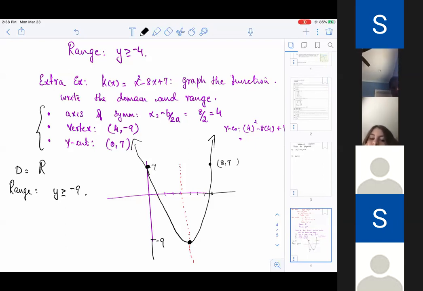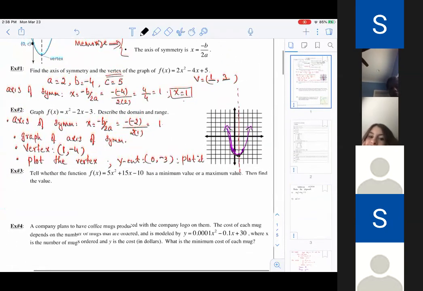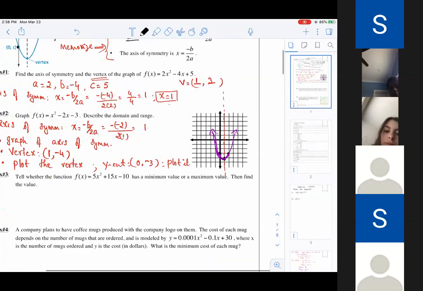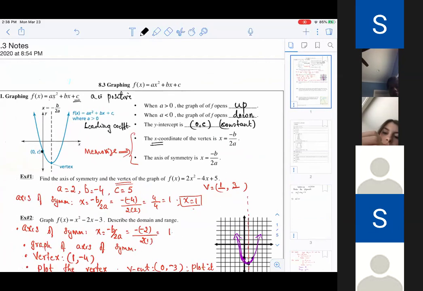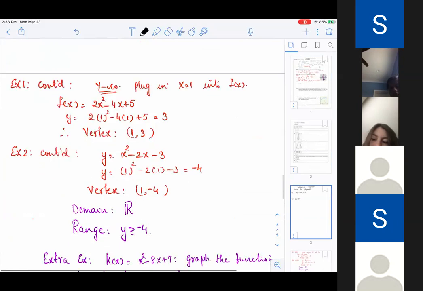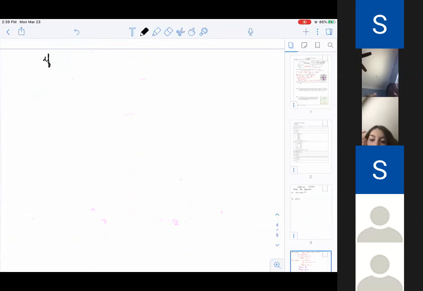Okay. Now let's go back to the lesson and see what's the next thing. Do you see that over here? I'm coming back to this point. When the leading coefficient is positive, your graph is going to open up, and when it is negative, it's going to open down. Right? Now, I just have to tell you something about that. When A is greater than 0, the parabola is going to open up.